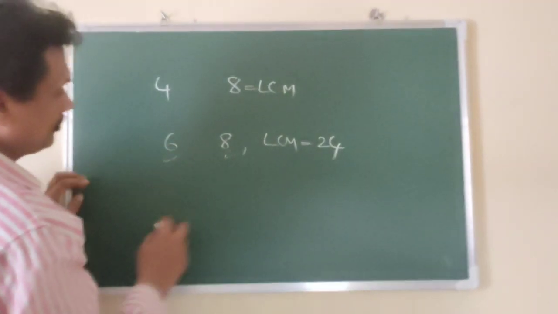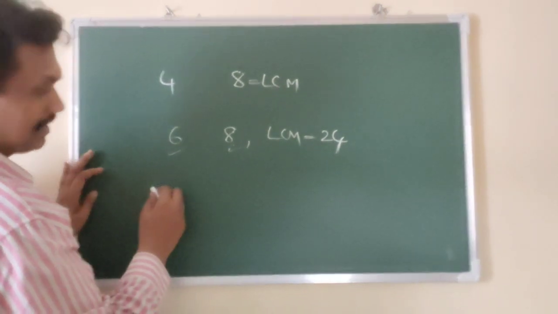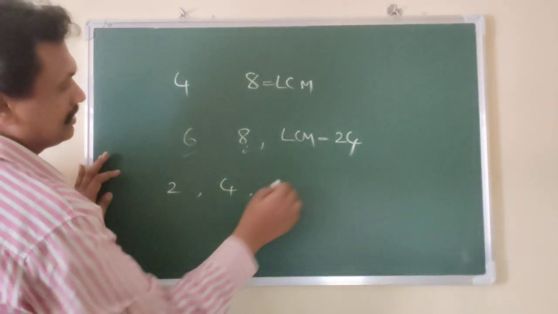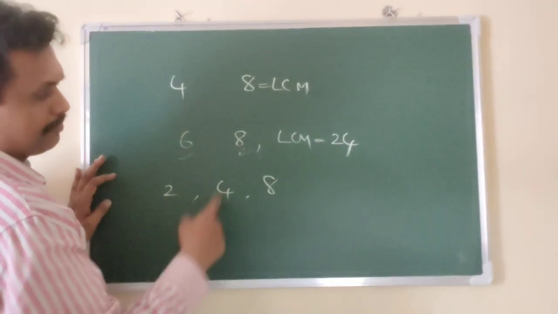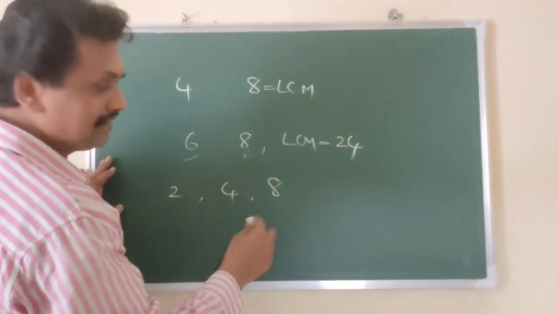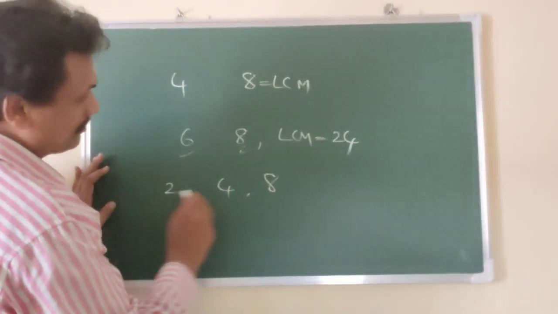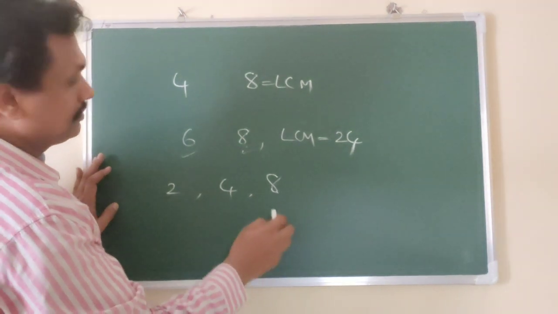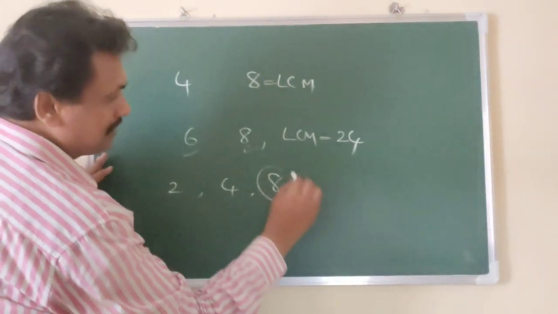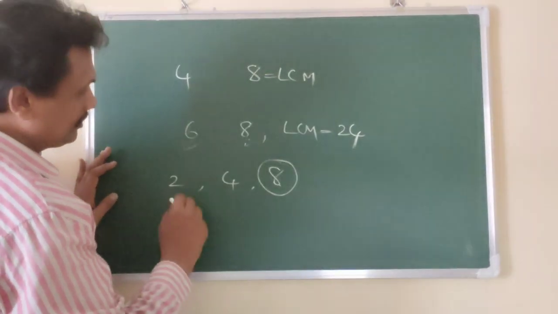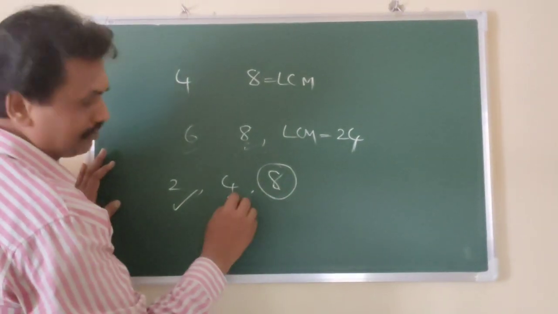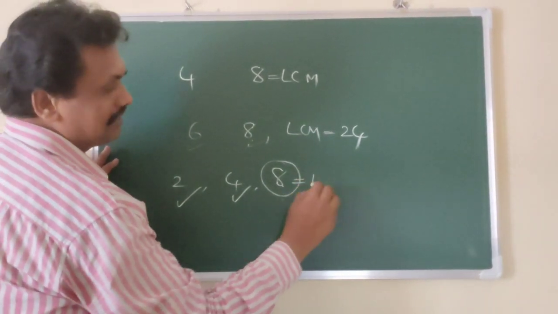For example, you have three numbers. Suppose you have 2, 4, 8, meaning fractions like 1 by 2, 3 by 4, 7 by 8. At that time you want to find the LCM of all the denominators. Here also observe the big number. What is the big number here? 8. 8 is divided by 2, yes. 8 is divided by 4, yes. Therefore this 8 is the LCM, that's all.